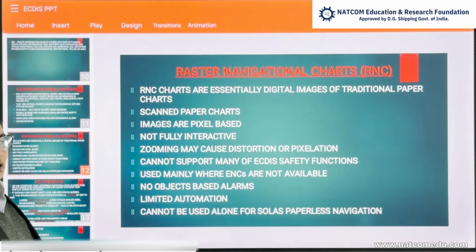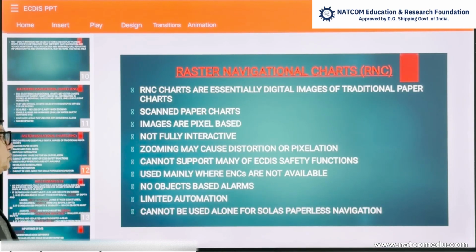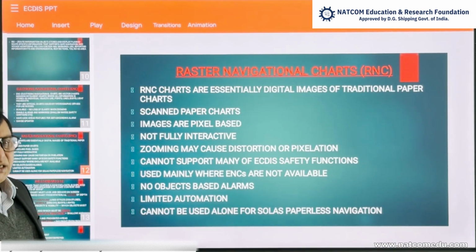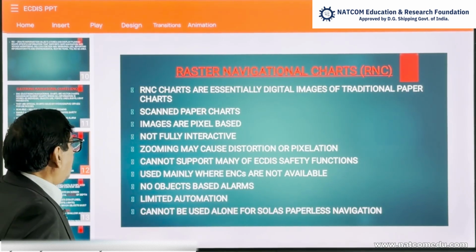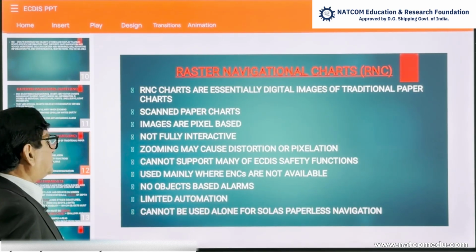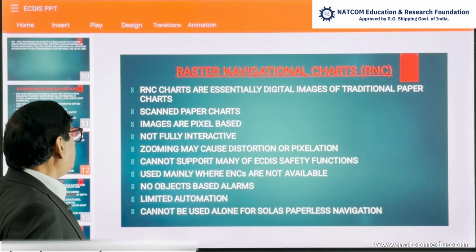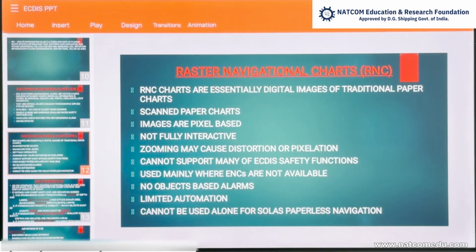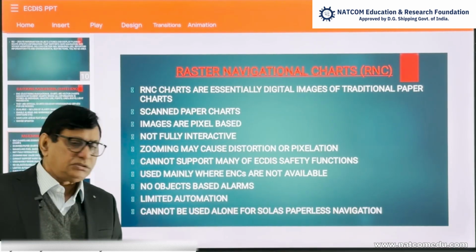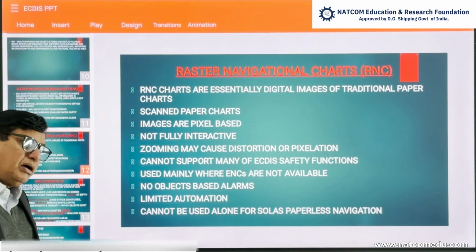It cannot support all the ECDIS functions. RNCs are used mainly where ENCs are not available. That is the only advantage of RNCs. No object-based alarms, that means you cannot get any alarm for objects. Limited automation, not fully automated. Cannot be used alone for SOLAS paperless navigation. That means if you are using RNCs, you have to have paper charts as backup.